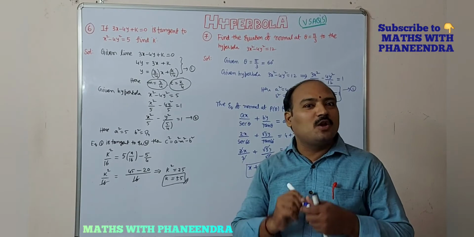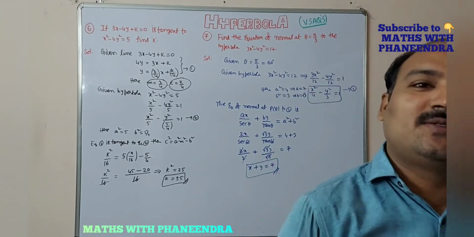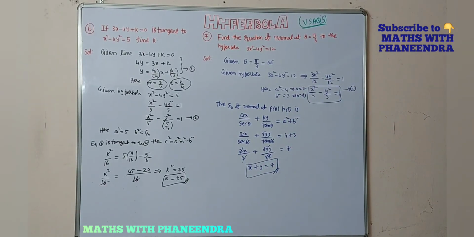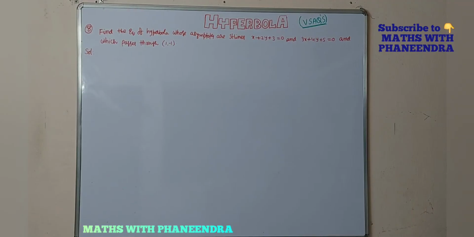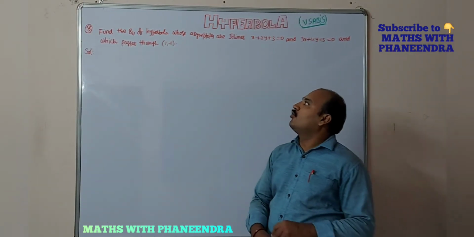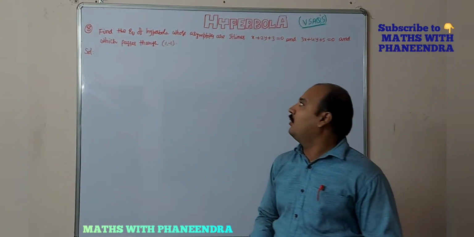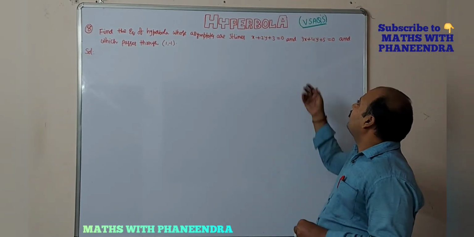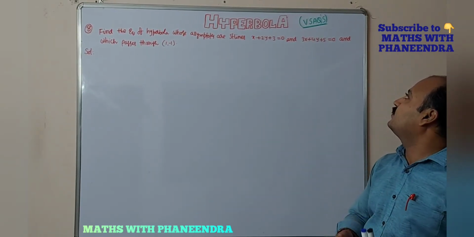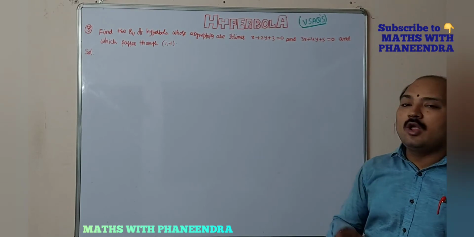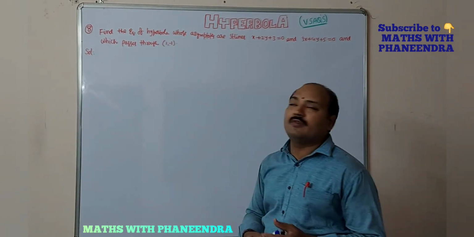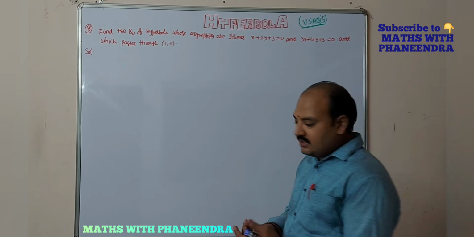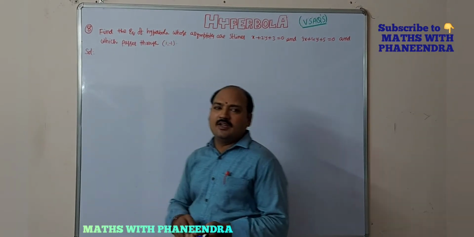We will move on to the last question in this session. The next question: find the equation of hyperbola whose asymptotes are the straight lines x plus 2y plus 3 equal to 0 and 3x plus 4y plus 5 equal to 0, and which passes through the point 1 comma minus 1. See here, the formula is there.